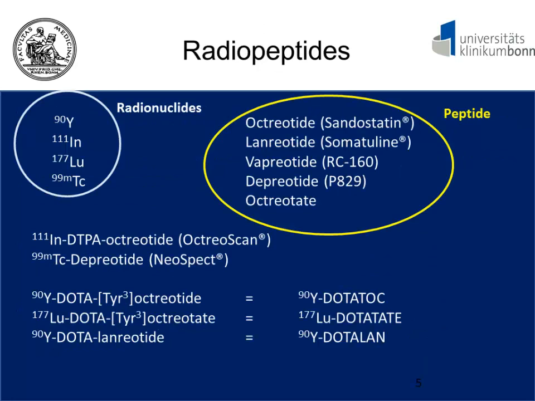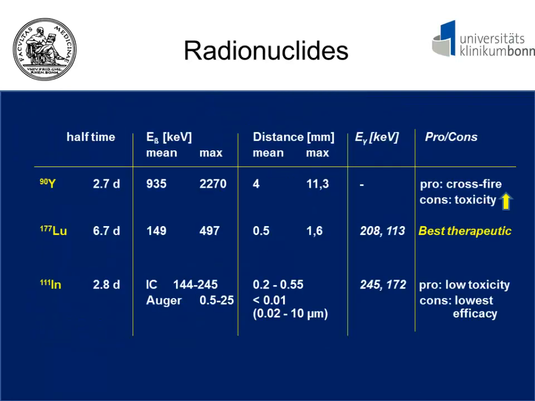We have different radionuclides like yttrium-90 and lutetium-177, which we use for the treatment, and some other radionuclides like indium-111 or technetium, which we use for diagnostics. There are different peptides like octreotide, and finally, at the moment, different radionuclides for the treatment like yttrium-90 DOTATOC or lutetium-177 DOTATATE.